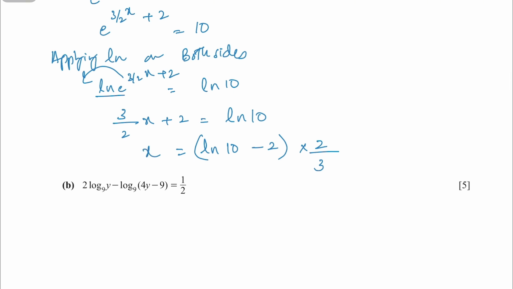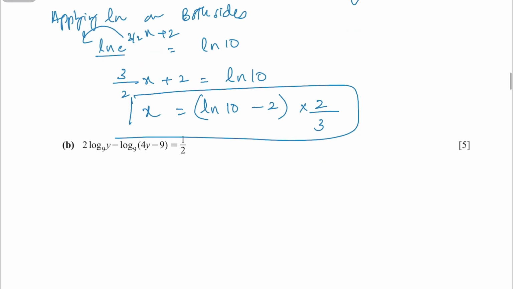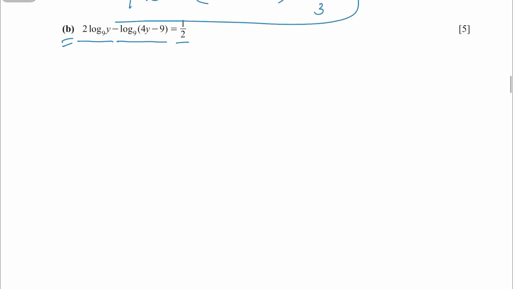Or you can write this answer, this would be accepted, and you can write our final answer as x equals 0.2017. This can be our final answer as well. Now moving on to part B, which is written as 2 log base 9 of y minus log base 9 of (4y minus 9) equals 1 over 2. Let's just solve this first.